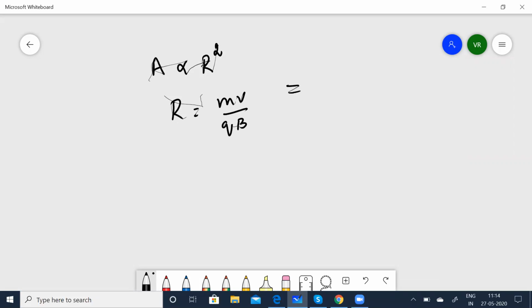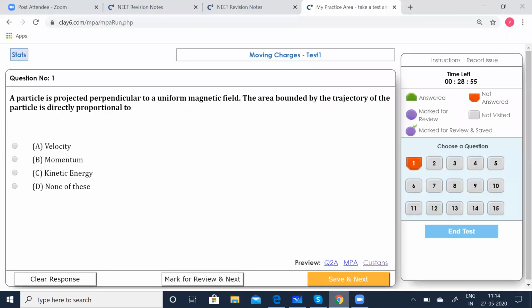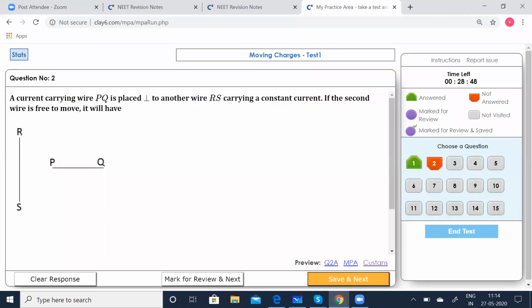From this you can infer that R is directly proportional to V. Therefore, A is directly proportional to V squared. So let's see which option is correct. A is proportional to V squared, option C, that is, V squared is nothing but the kinetic energy, right? So it is proportional to kinetic energy.